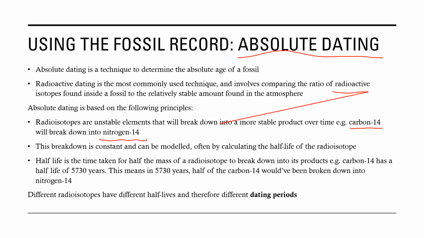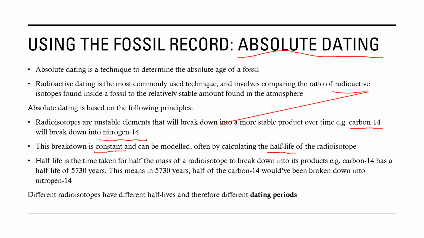We're going to go through this one in the next slide. But it's based on using these radioisotopes, and it's based on these unstable elements breaking down. The breakdown is constant, and this is really important because, since it's constant, it can be modeled. So that means that we can pretty much know exactly when something died and therefore how old it is. And it can be modeled because the half-lives of radioisotopes are very consistent.